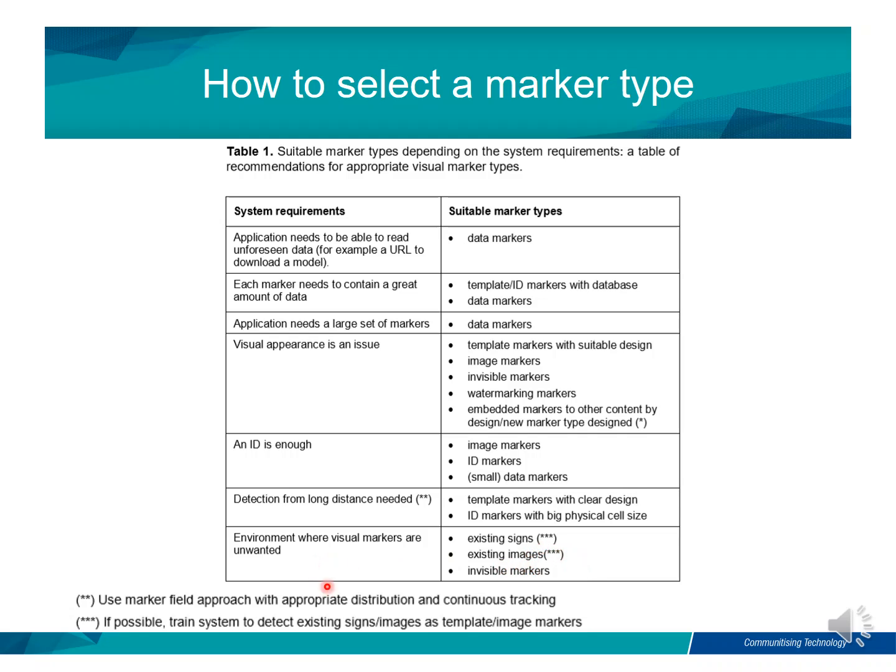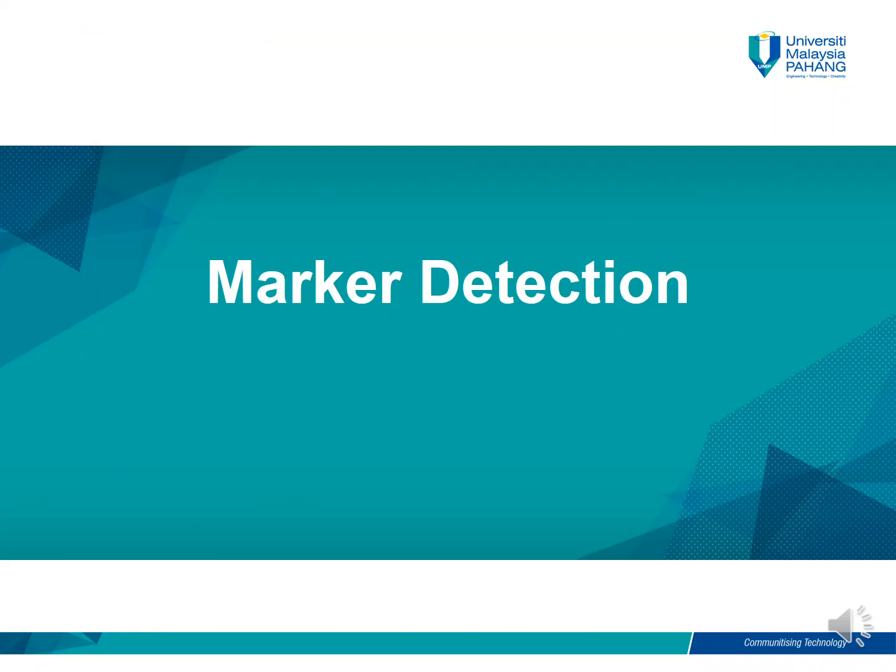So here are the recommendations for appropriate visual marker types, depending on the system requirement that we need to develop. Alright, now we already have some basic ideas on the AR marker types. So let's understand more about marker detection: how the marker is detected, how it works, and so on.